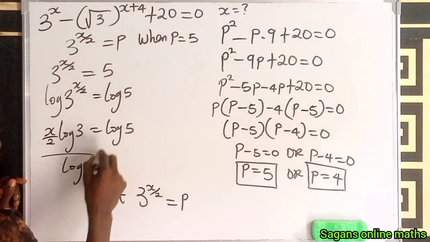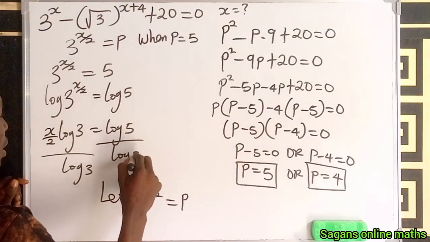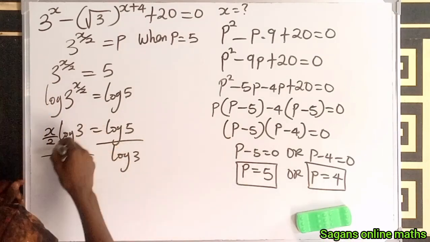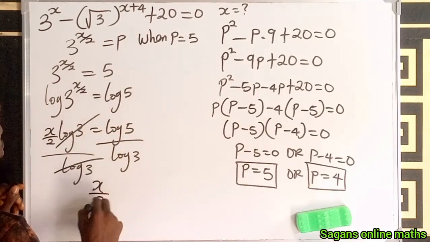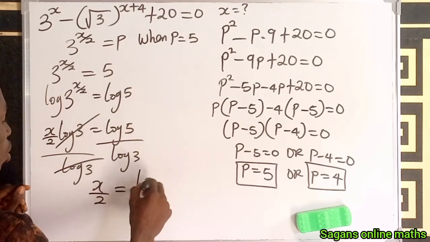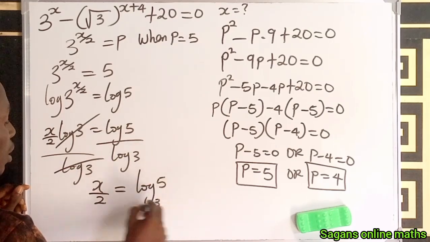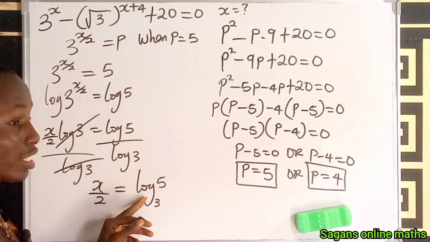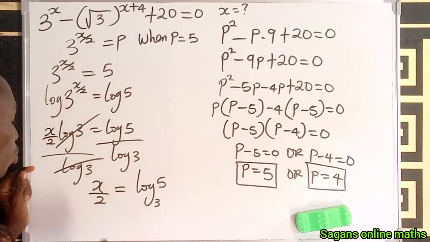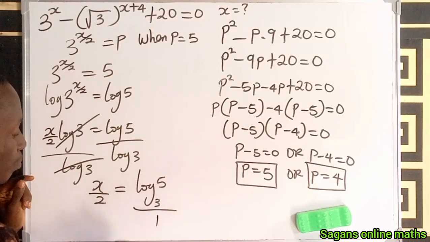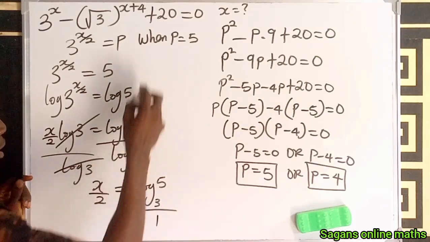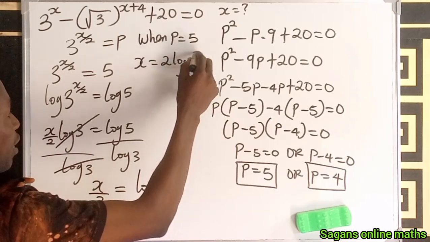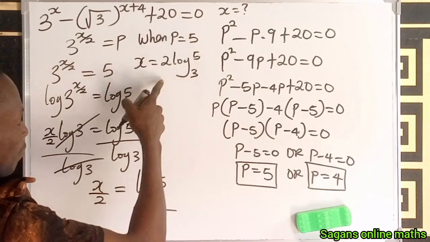Because we are looking for the value of x, we divide by log 3. Now this cancels out. We are left with x divided by 2 equals log 5 base 3. Yes, because this is in base 10; if I want to move from this to base 10, I can also do it this way. By cross multiplying, you see that x equals 2 log 5 base 3. This is the value of x.